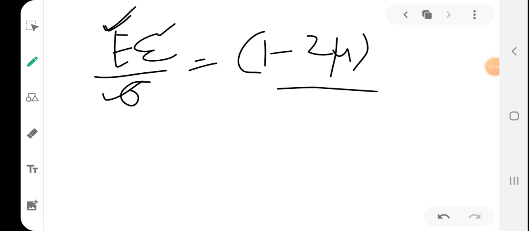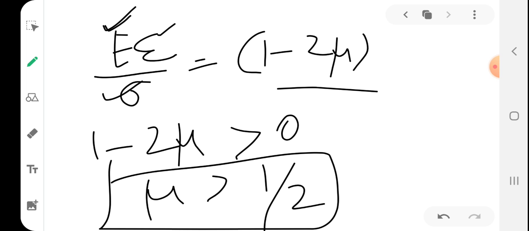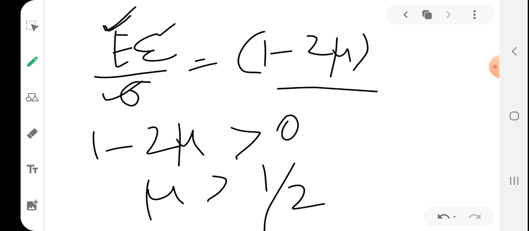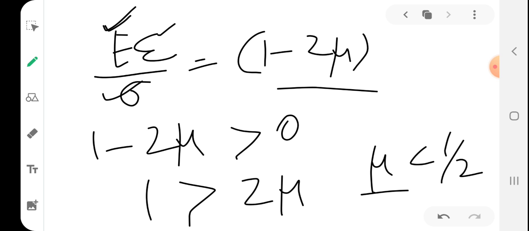So if sigma is positive, epsilon should also be positive. So 1 minus 2 mu should always be greater than a positive value. So mu will always be greater than half. Sorry. So 1 minus 1 should be greater than 2 mu, right? So mu should be less than half. So this is how the value of Poisson's ratio will always be less than half.